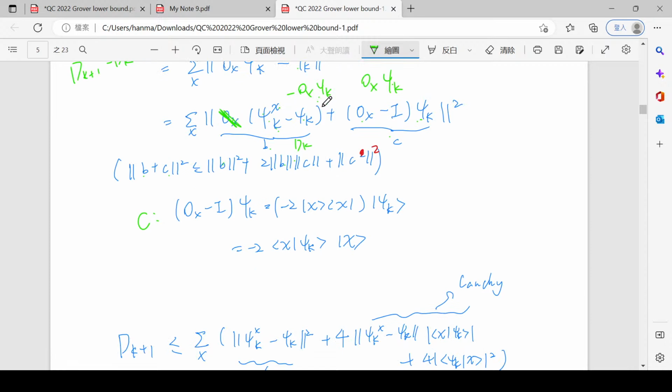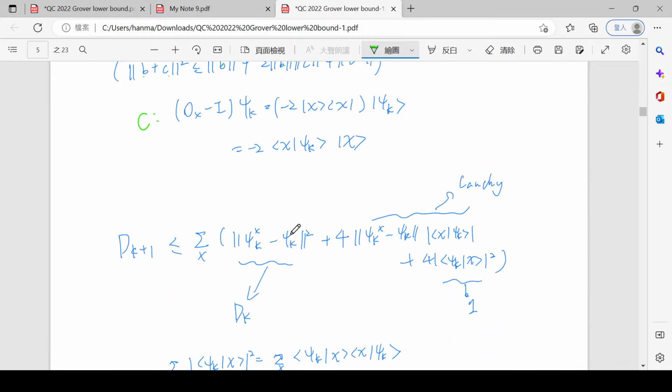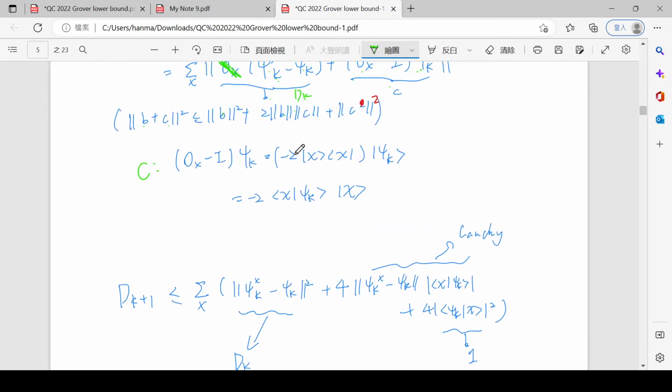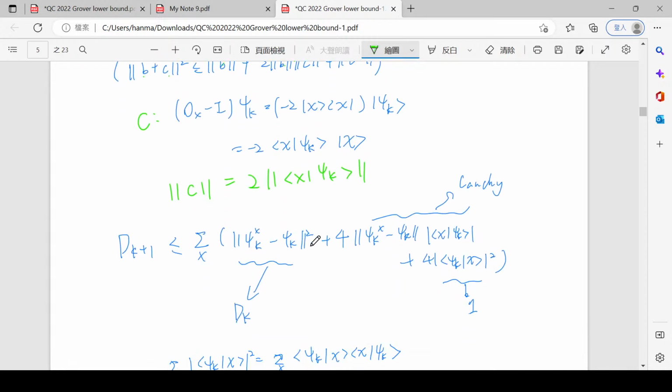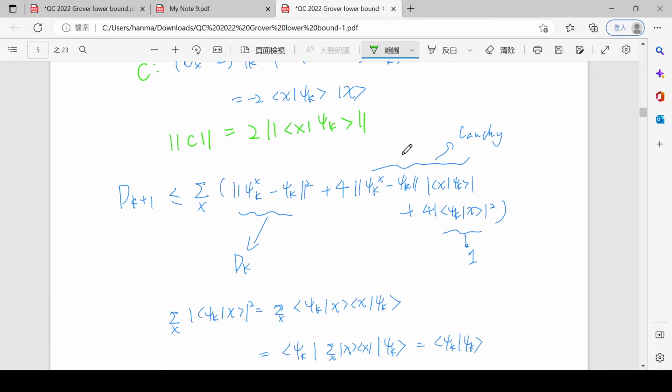And so when we do norm b squared, that's just this psi x sub k minus psi k norm square. And we know that this is going to become dk once again when we sum over x, because that's exactly the same form. So norm c is equal to 2, and the inner product of x and psi k, which should be a number, where x is some computational basis state. But anyway, that's just 1. Okay? So this is norm c. So we have our 2bc here, and norm c squared will be 4, and this thing norm square.